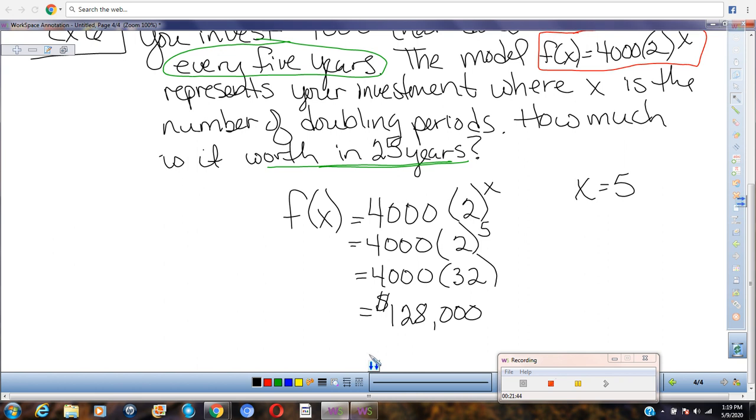All right, so all 3 of your word problems today follow the same idea. You need to figure out what your exponent's going to be. You're provided with the function rule.